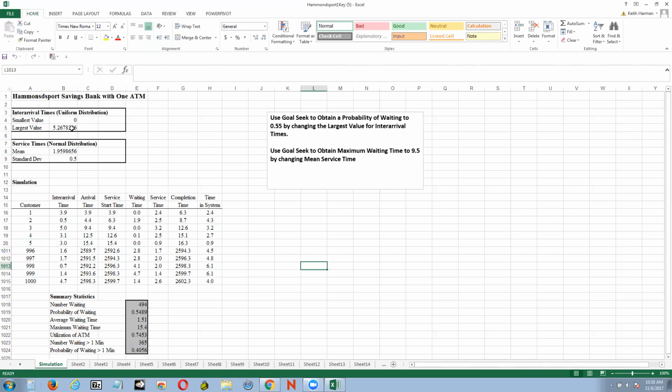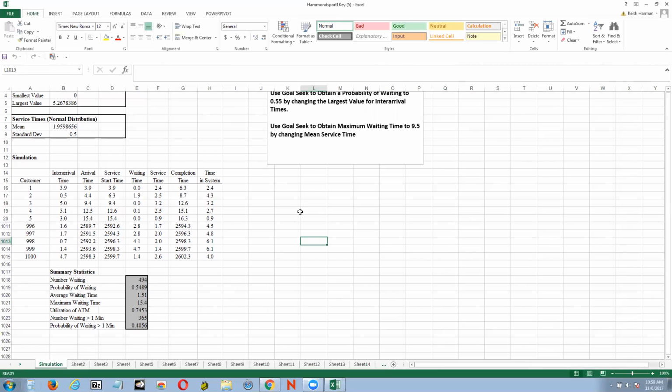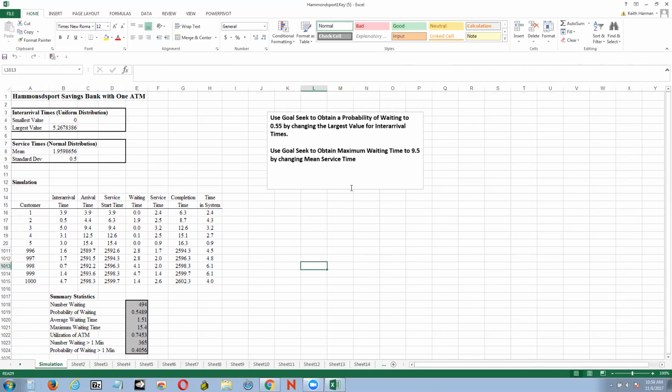Now, the largest value was 5.2, and that's how we end up with a probability of waiting time changed to 0.55, by getting basically that largest value for inter-arrival times. And so we use the goal seek to obtain a maximum waiting time of 9.5 by changing the mean service time. We just use the goal seek and apply it to those variables, and that's really all that we're asked to do.